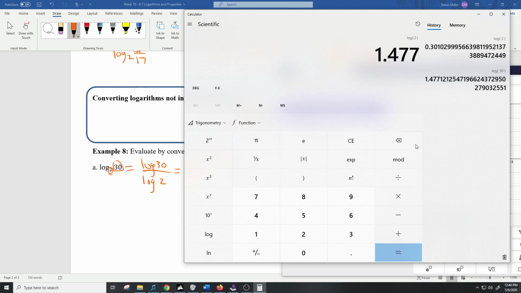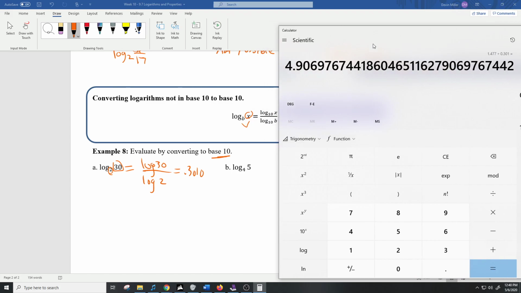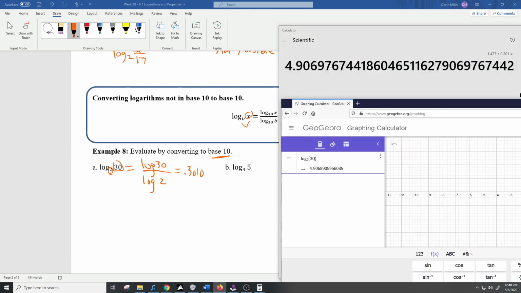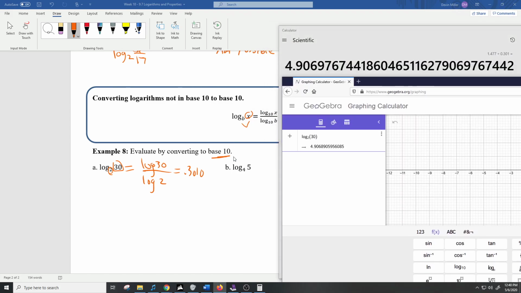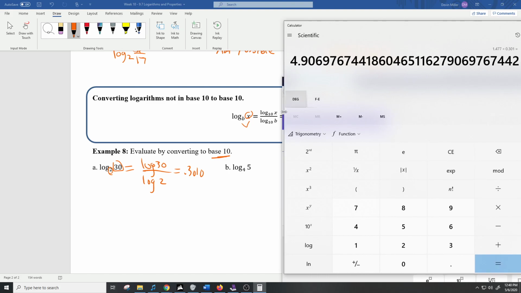I'm not going to get a perfect answer. Divided by the 0.3010. There we go. It's a little bit better. The 4.9 and 4.906. Okay. So that was way different than what I'm used to with my calculator. So I would suggest maybe not using this one. This one's kind of messed up.